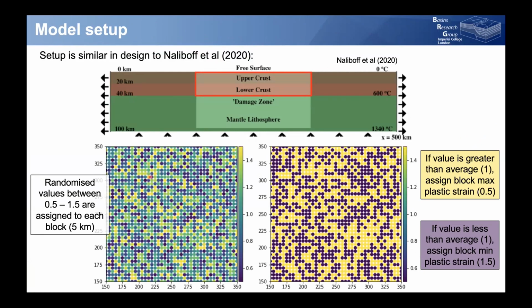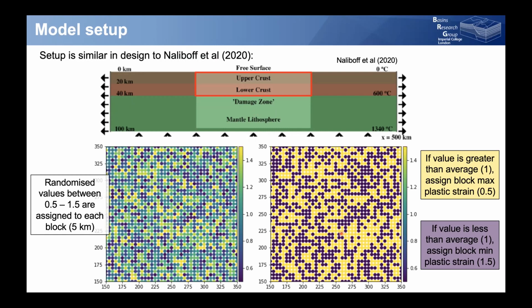Here, what we have are these little blocks. Each block is 5 kilometers, and they're prescribed a random value between 0.5 and 1.5. And in the model, we've looked at each of these blocks, and if the initial strain is above the value of 1, then it's rounded up to the maximum value, which is 1.5. If the value is less than 1, then we assign the minimum strain value, so that's 0.5.